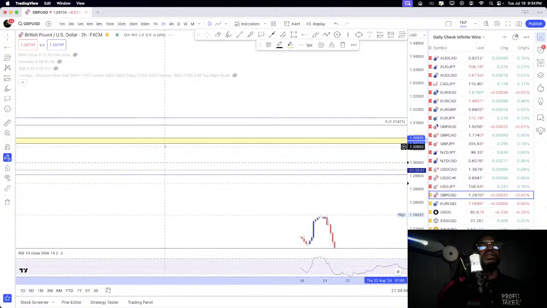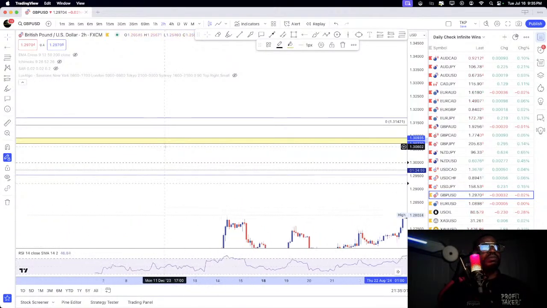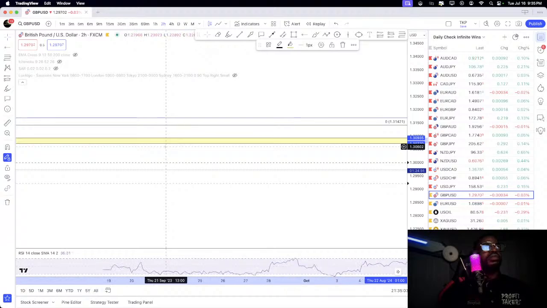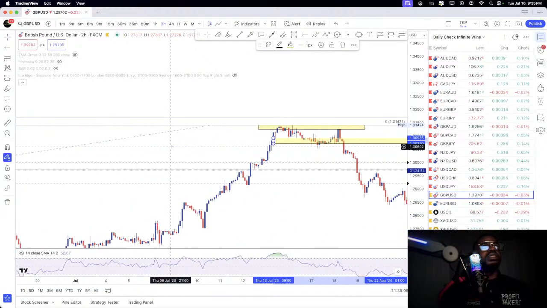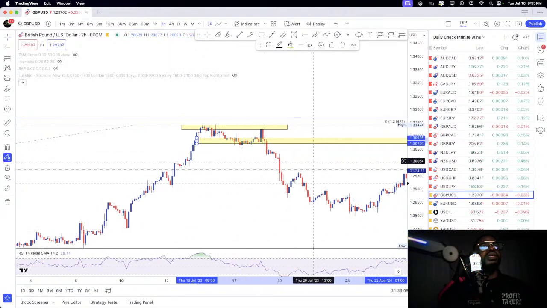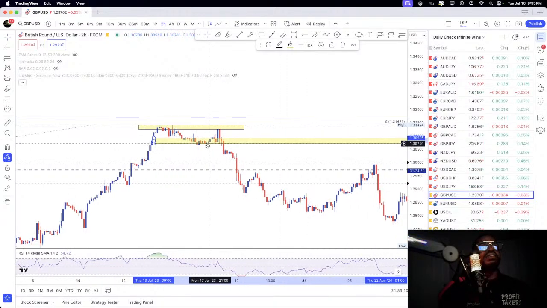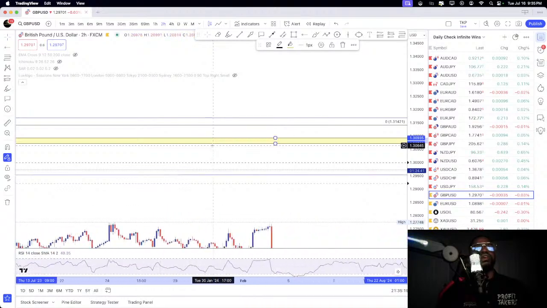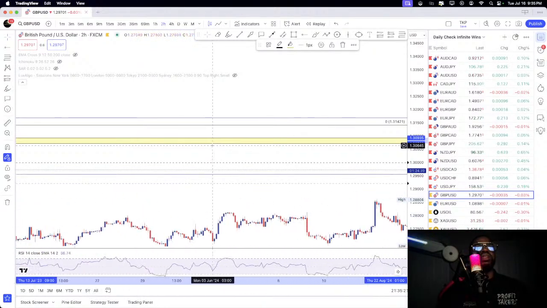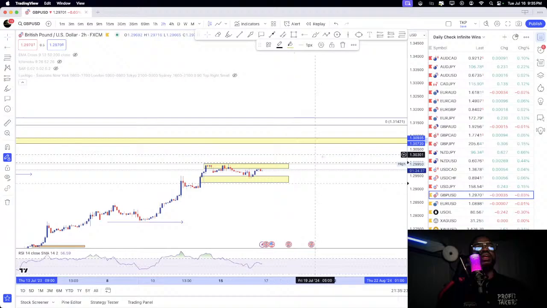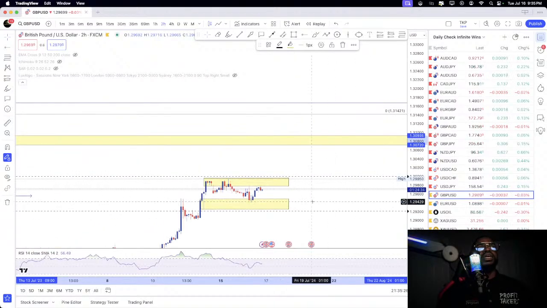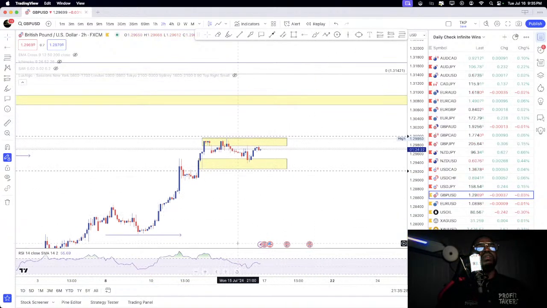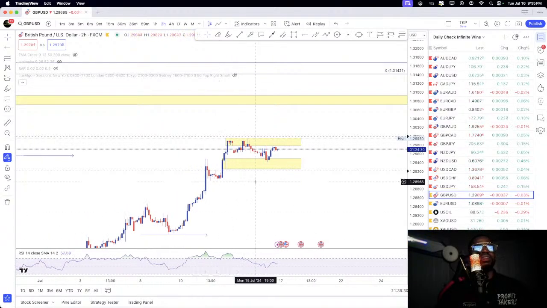2 hour. Okay. Yeah, so that's a really nice, clean, structural level of support for this area of consolidation. So let's just hold this level right here. We'll see how things go. So as of right now, it looks like we should be looking for a buy. And we're going to wait until price gives us a safe area to enter in this buy.